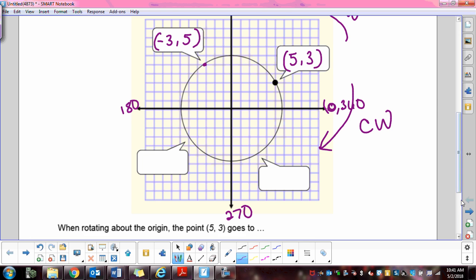All right. So if we rotate it another 90 degrees, then we will be at (-5, -3). So we'll be right here. And if we rotate it another 90 degrees, then we will be at (3, -5). And you can kind of see that it makes a circle. We're following a circle.